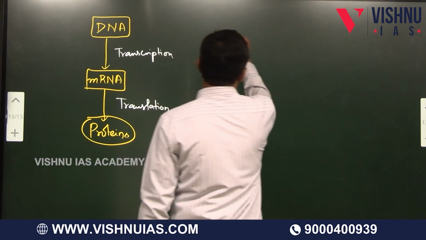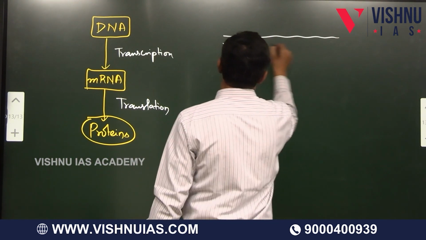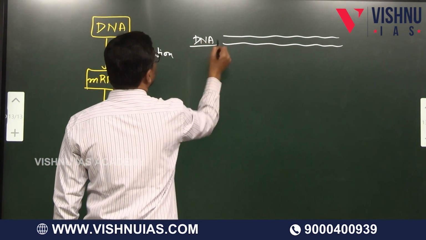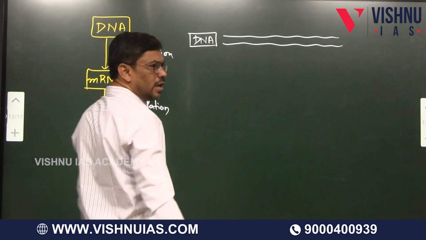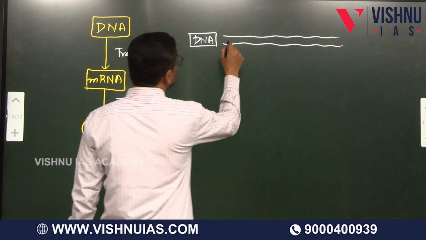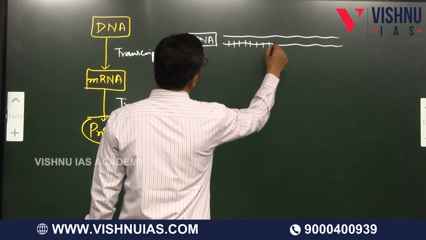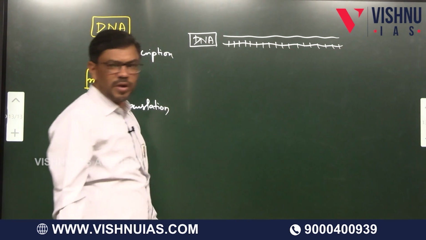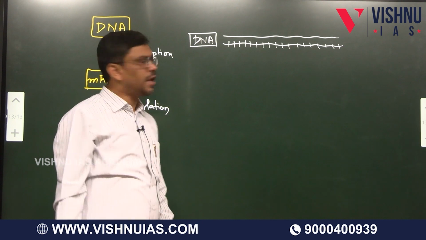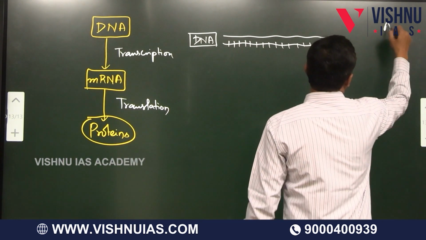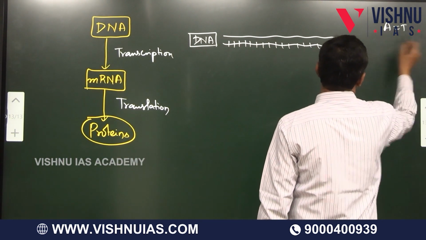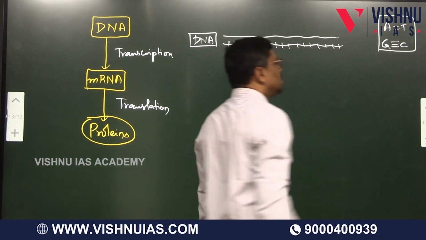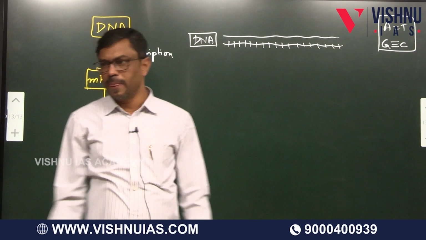Now just for your understanding, remember this is a DNA. Say this is DNA, it is double stranded. In this DNA, the nitrogen bases are arranged like this. Complementary nitrogen bases. Complementary means A pairs with thymine by 2 bonds, guanine pairs with cytosine by 3 bonds. This is called complementary base pairing.